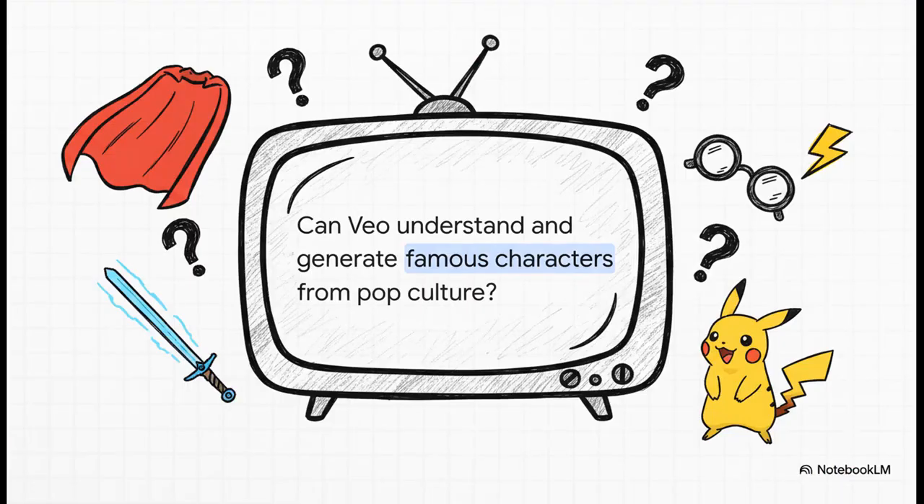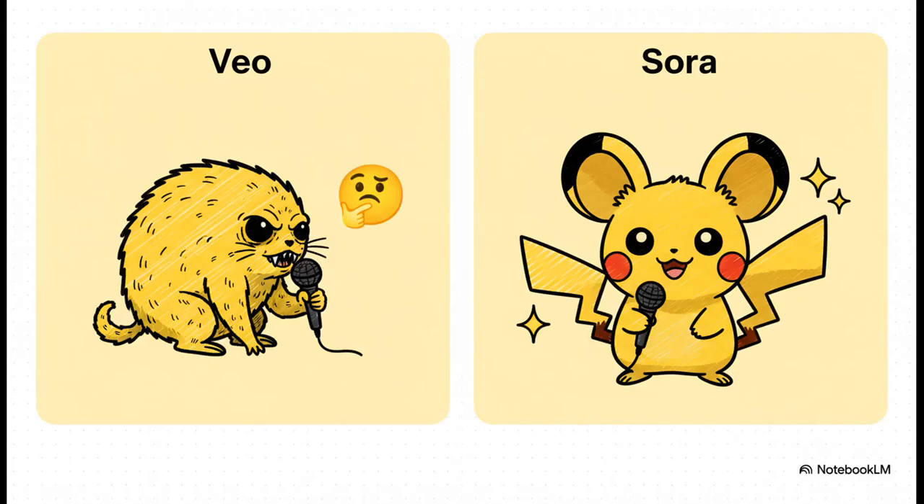First up, a test of its cultural IQ. How well does Veo understand and generate famous characters and pop culture references that we all know and love? We started with a fun one, Pikachu doing ASMR.